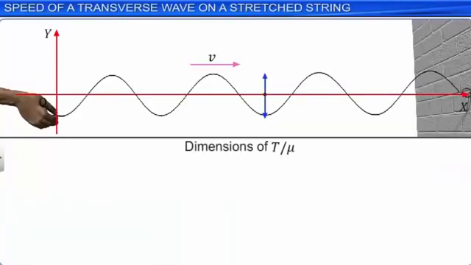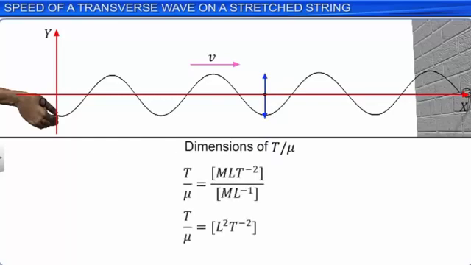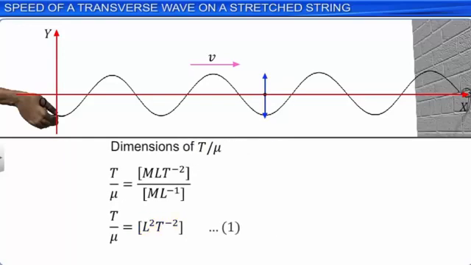Let us now find the dimensions of T by mu to arrive at the dimensions of v square by substituting the dimensions of T and mu. And simplifying, we get T by mu is equal to the product of L square and T raised to the power minus 2. Let this be equation 1. The RHS of equation 1 has the dimensions of v square. Therefore, we can write T by mu is equal to v square.